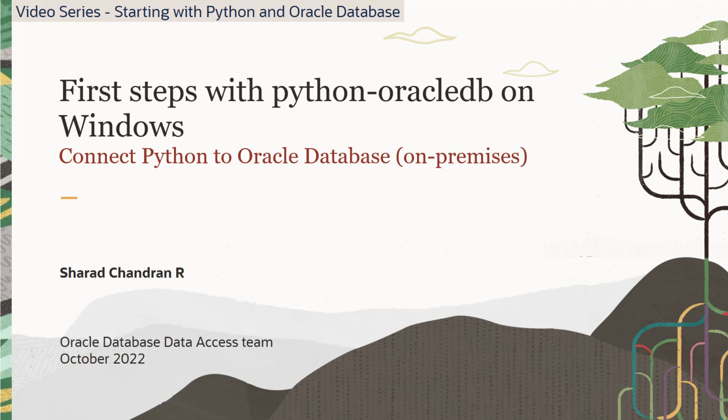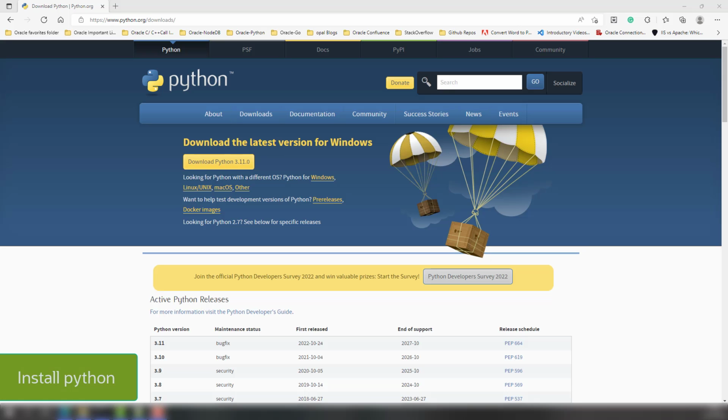In this video, we will install the Python OracleDB driver and then create a Python application on Windows to connect to an Oracle database running on premises on a local or remote machine. First up, we need to install Python.